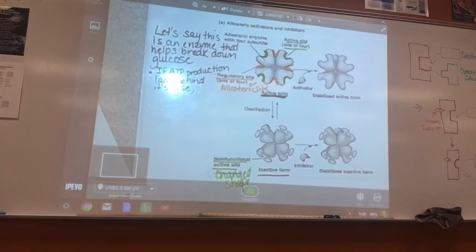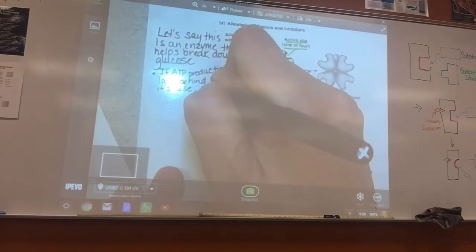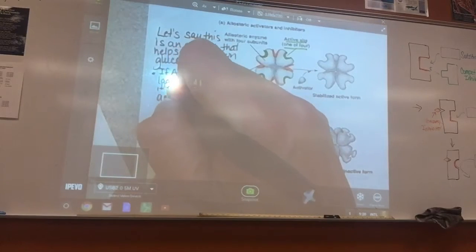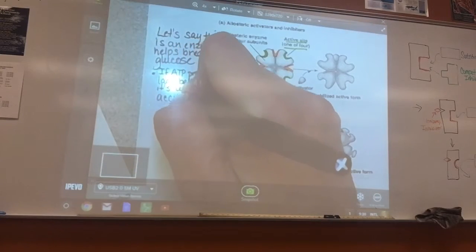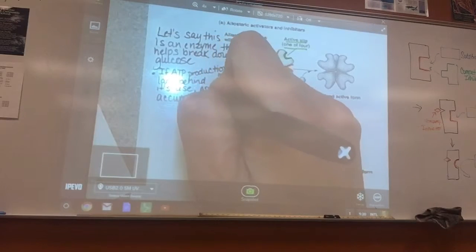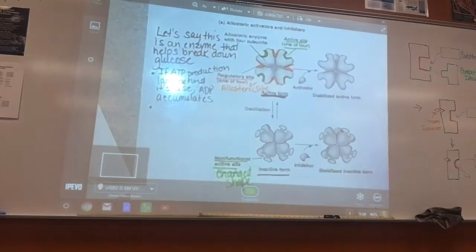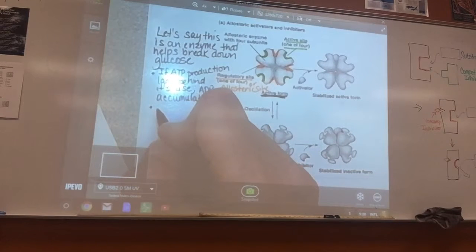So then what happens is, the rest of that sentence is that ADP accumulates. We get a buildup of ADP. So if ADP accumulates, and that means we're breaking down a lot of ATP, we need to produce more ATP.